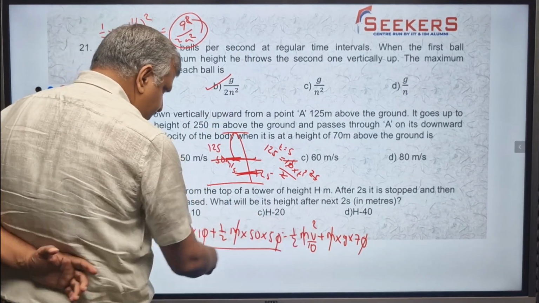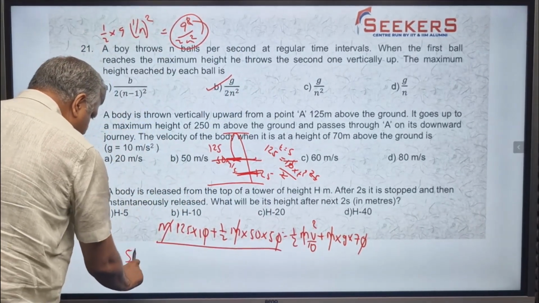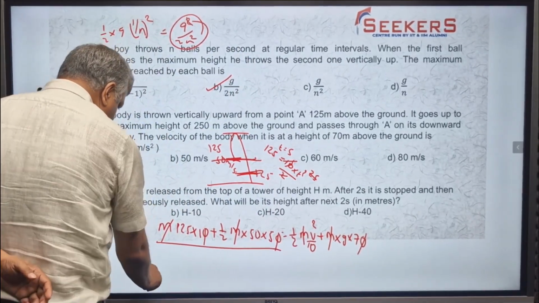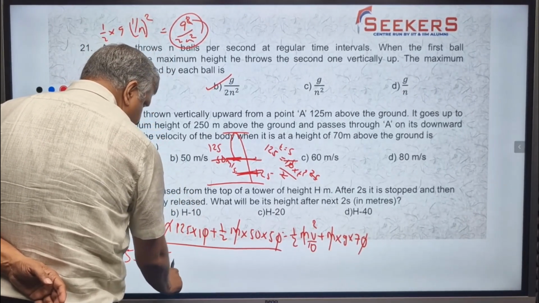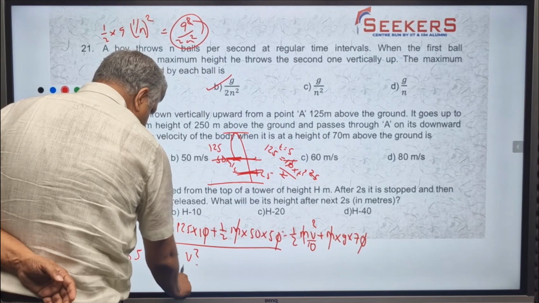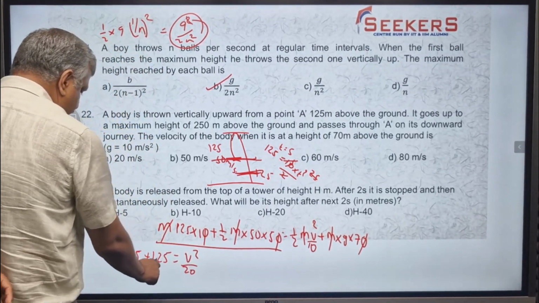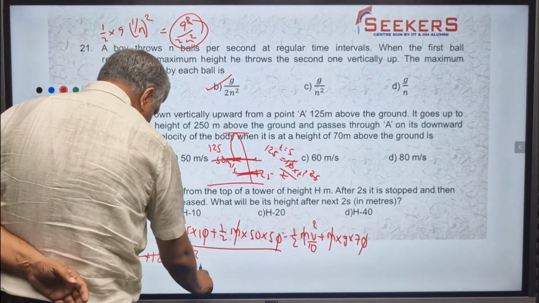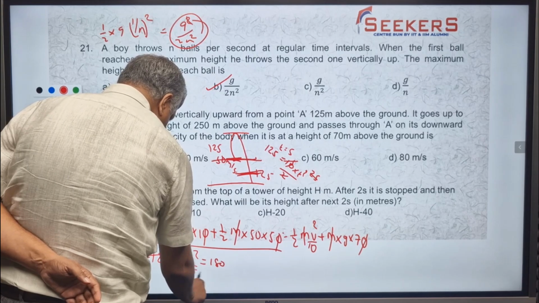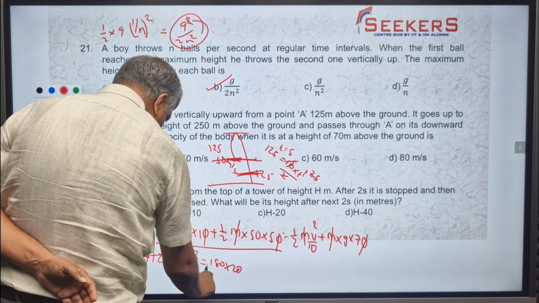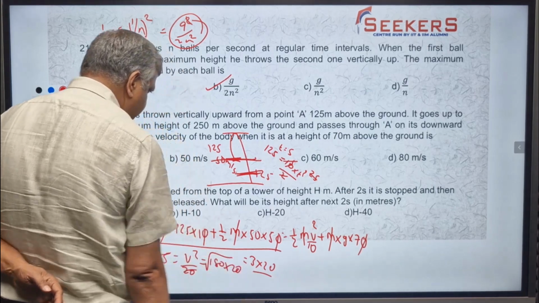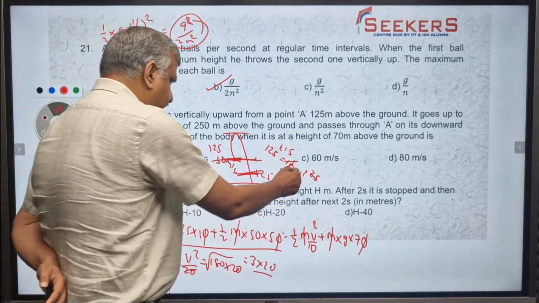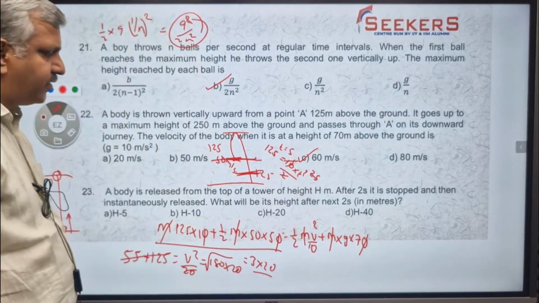So I'll bring that 70 this side. So I'll get 55 plus this is 250 by 2, 125, is equal to v squared by 20. So 55 plus 125, and this is how much? 180. So this is equal to 180. So v squared is 180 into 20, so square root. So this is equal to 3 into 20, so 60 meters per second. Okay, so I hope you understand how I approach.